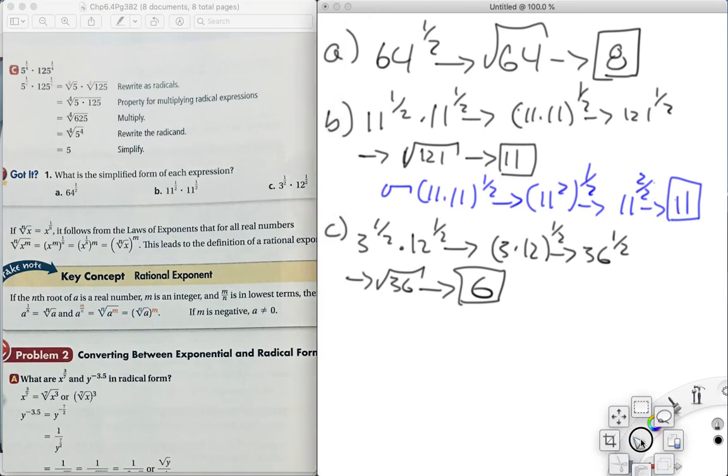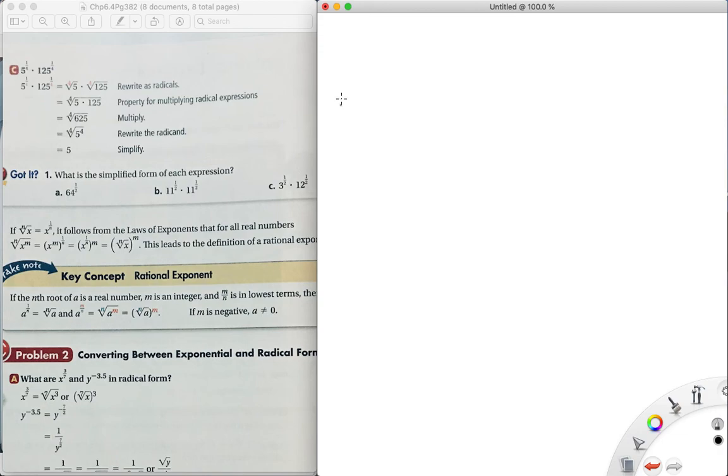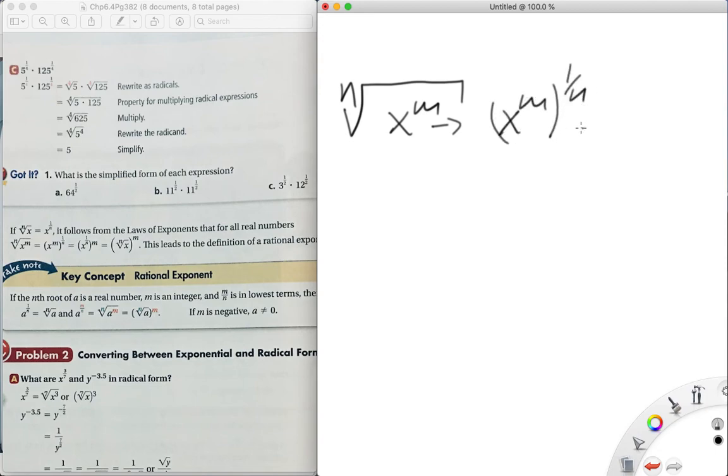All right, so similar to what we were talking about before, if I have some x to the m raised to some index, I can make it an exponent and call it x to the m raised to the 1/n. Remember here you're multiplying these guys, so it can be x to the m over n.